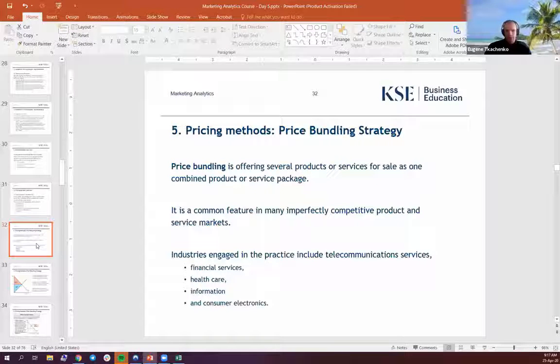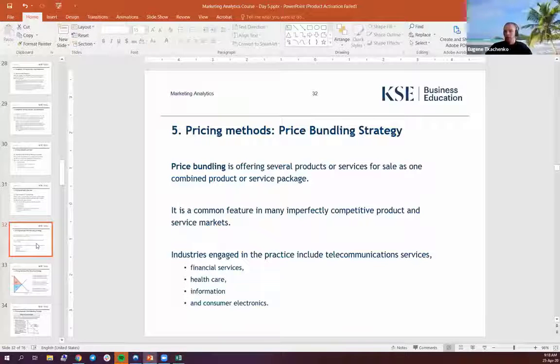Okay, cool. So enough with frameworks for now. Let's talk more about price bundling strategies. Remember when I was saying that sometimes it is cheaper to sell several products at the same time, kind of like a complementary good or goods. So the price bundling strategy, or price bundling method, is one of those. Basically, you're offering several products or services for sale as one combined product or service package.